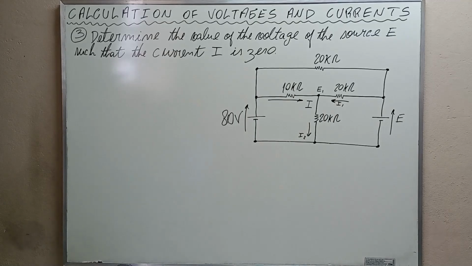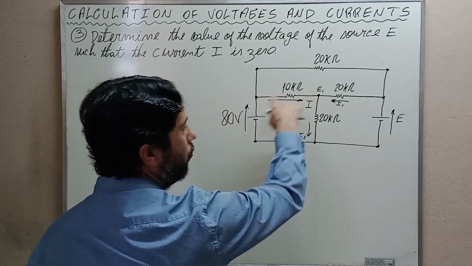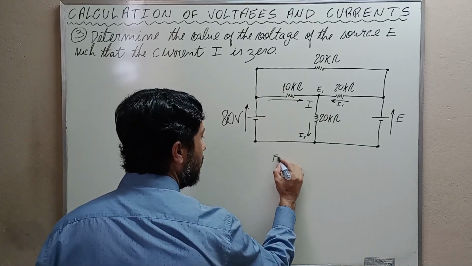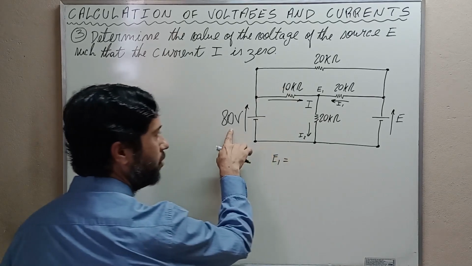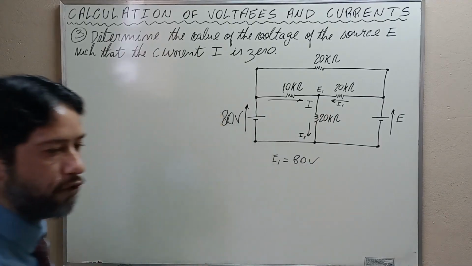Note that for the current I to be 0, there must be no voltage drop across the 10 kilo ohms resistor. In this way, if there must be no voltage drop here, we conclude that E1 has to be equal to 80 volts.